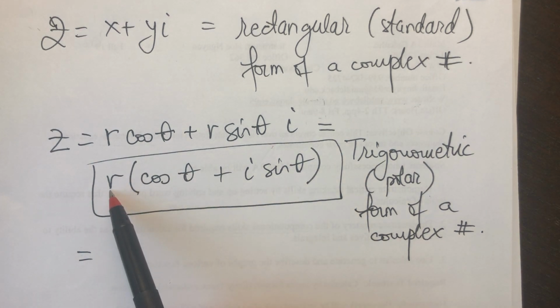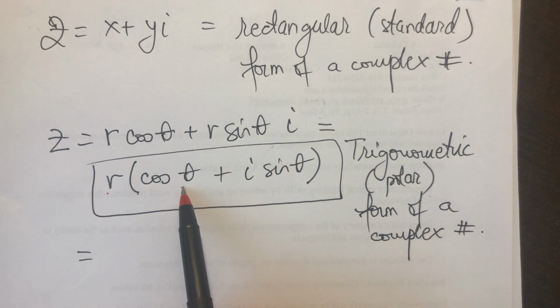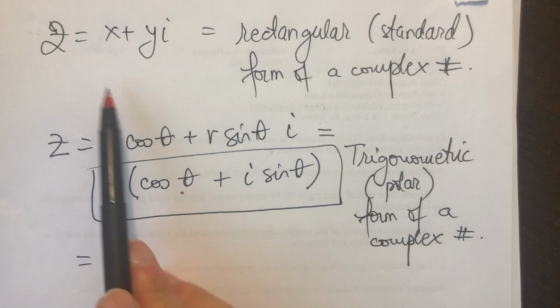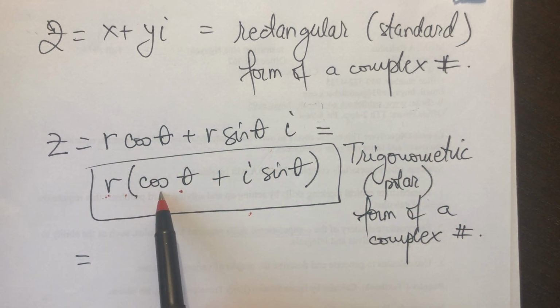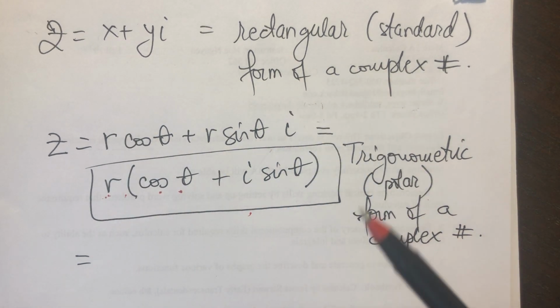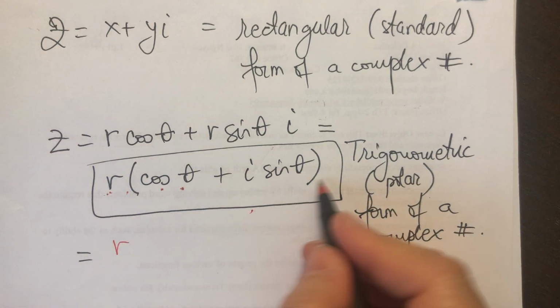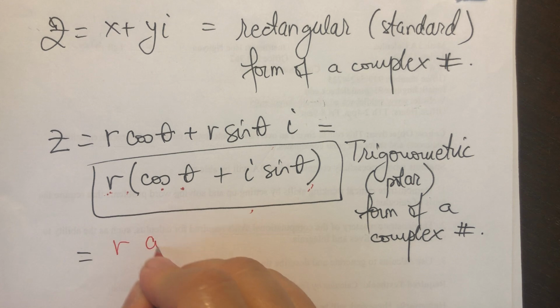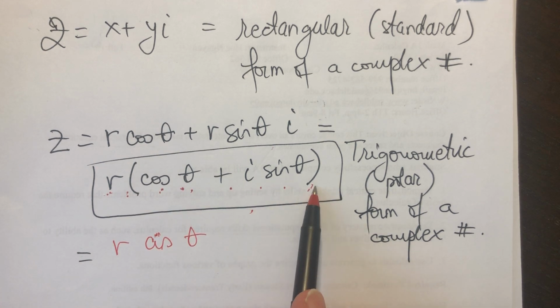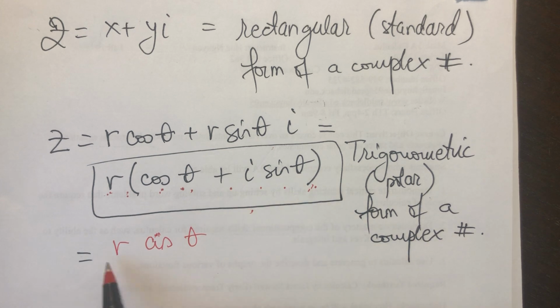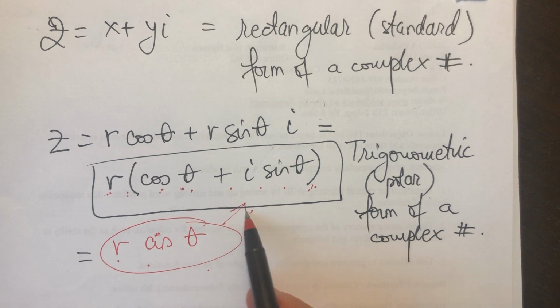The important parts are the r, the absolute value, and the theta, the argument. Whenever you switch from x, y to r theta, that's what you're figuring out, or you are given an r theta and you're switching to x and y. Because this is quite a bit to write, sometimes instead of writing r cosine theta plus i sine theta, this is written as r cis theta.